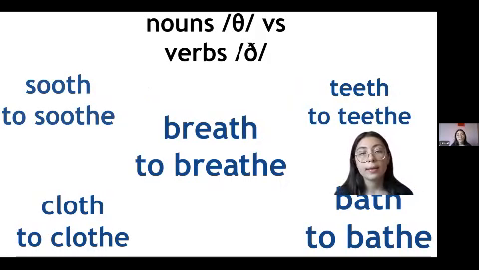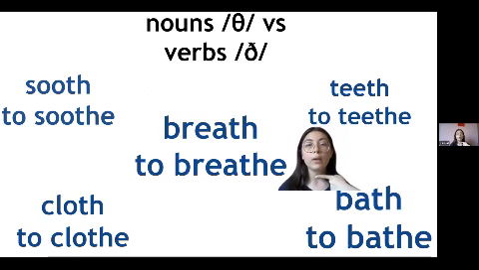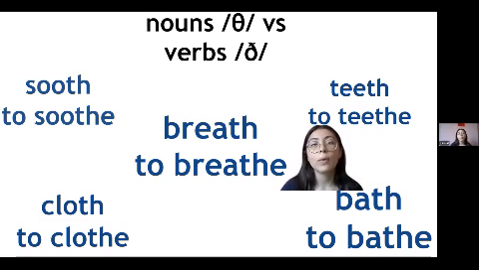And now we have examples, more examples. I put lots of examples here. Noun and verb versions are in here. When you're pronouncing nouns, your throat does not vibrate. You can feel it. Just put one finger here and pronounce. Soothe, to soothe. Breath, to breathe. Teeth, to teethe. Bath, to bathe. Clothes, to clothe. You can feel here is vibrating while pronouncing the words.